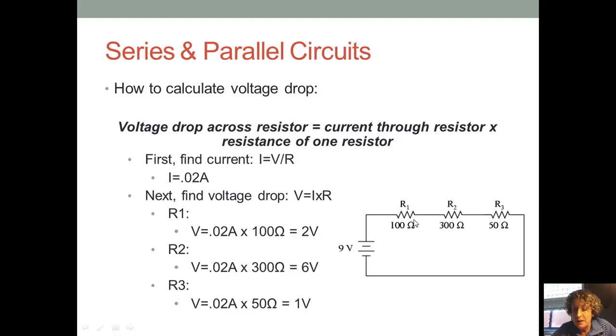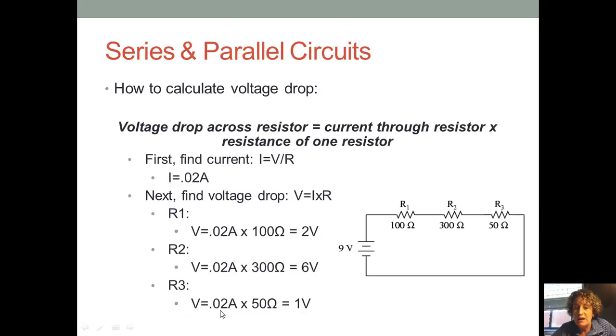We're going to multiply it by the 100 ohms of resistance for R1, resistor 1, and that gives us a voltage drop of 2 volts. For resistor 2, we know that current is 0.02 amps. We have 300 ohms of resistance, so our voltage drop for resistor 2 is 6 volts.